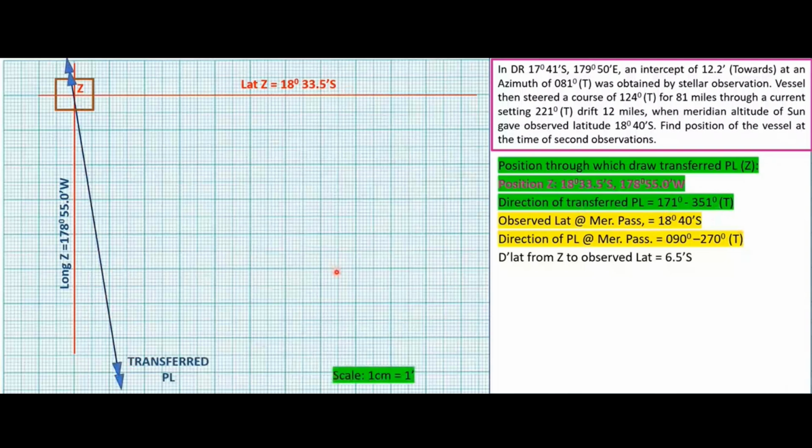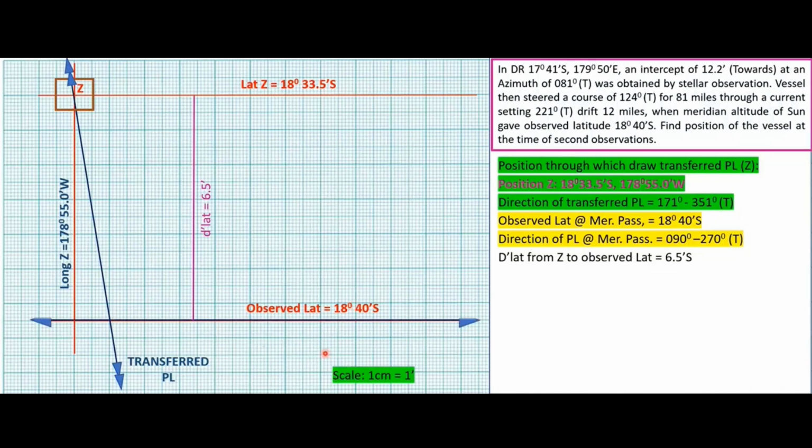Now we choose a suitable scale. 1 centimeter is equal to 1 mile. Why? Because the D lat is only 6.5 minutes south. So we can just mark that off and mark the observed lat. So here comes the observed lat. That is the lat at the time of second observation. The second PL shall coincide with the observed lat being east-west. So here comes the second PL. PL at the time of meridian passage. So now this transferred PL and the second PL are for the same time. So this is the position of the vessel at the time of second observation.